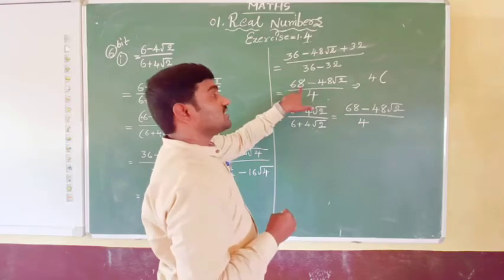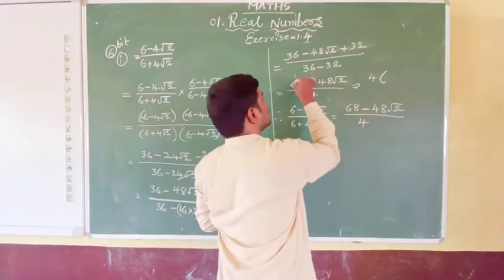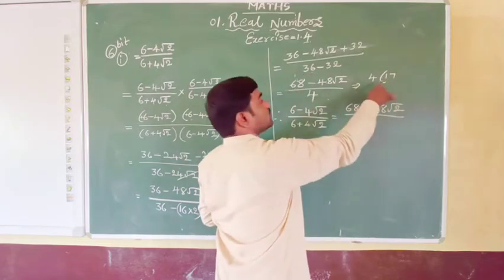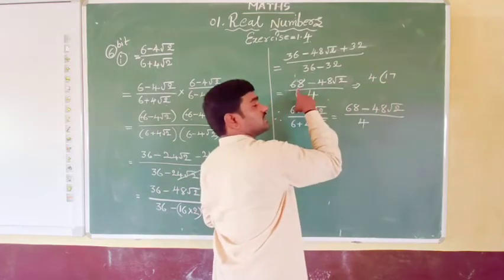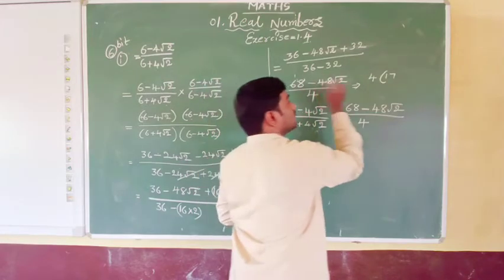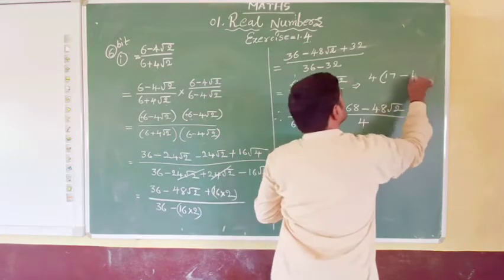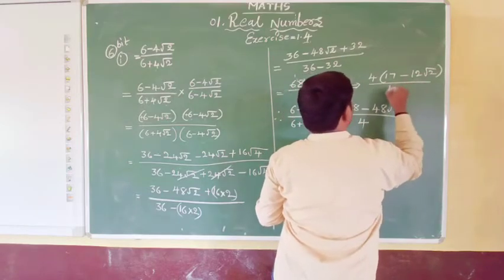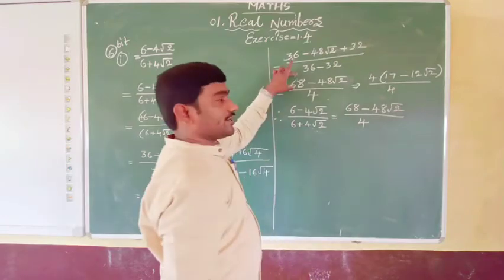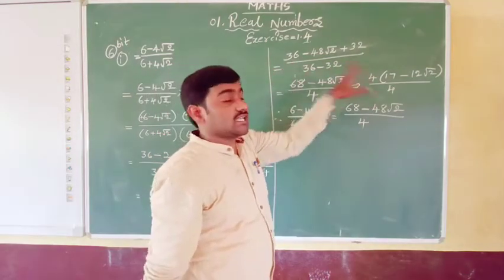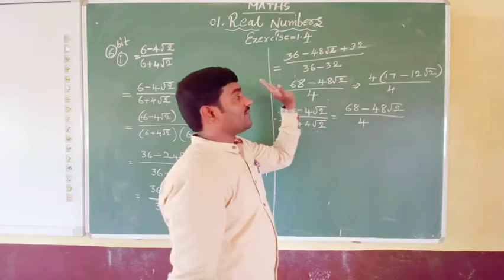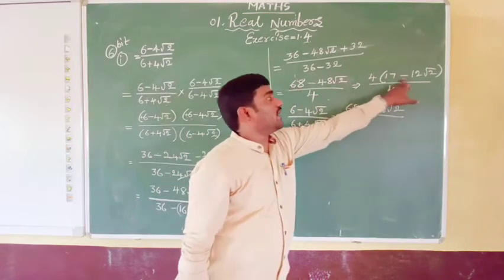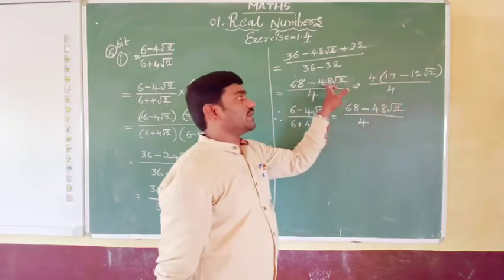4 how many times is 68? See, 4 1s are 4, 2 left, 4 7s are 28. Okay, 4 into 17 is 68. I am taking 4 as a common factor. See, minus 48 is there, so 4 12s are 48, root 2 by 4. So what I have done in the numerator is take 4 as a common factor. If I take 4 as a common factor, what do we get? 4 into 17 is 68 minus 4 12s are 48 root 2.